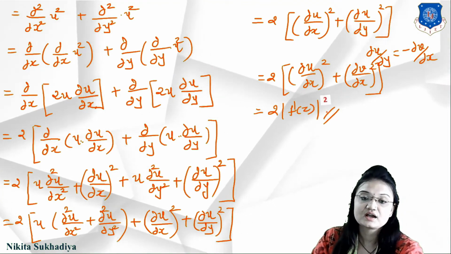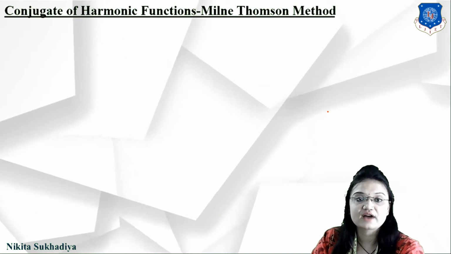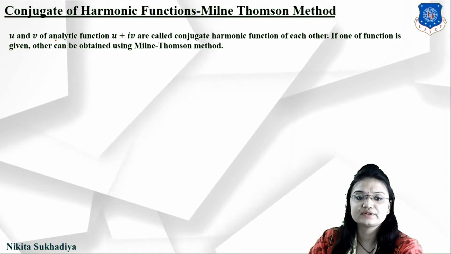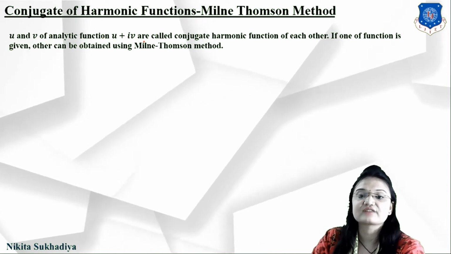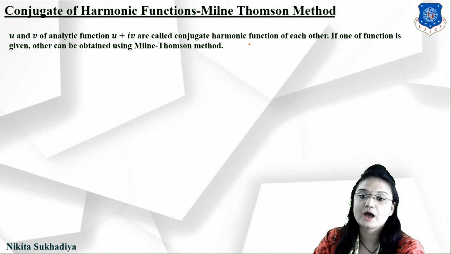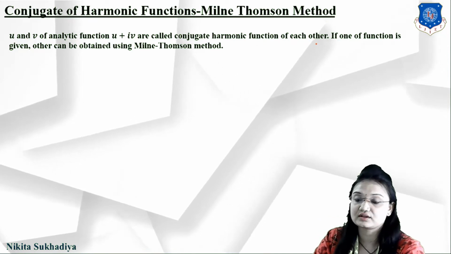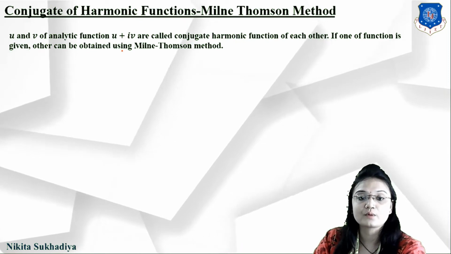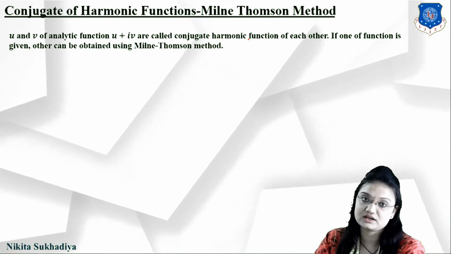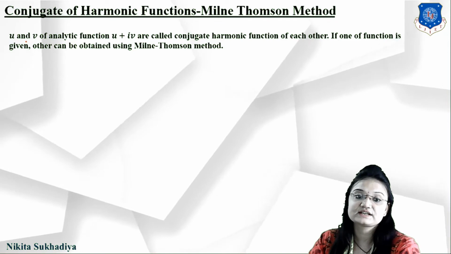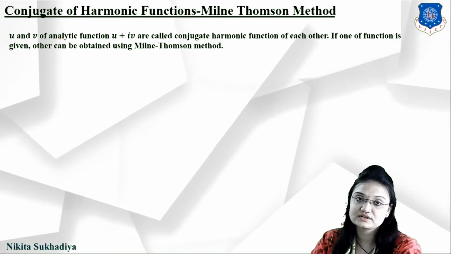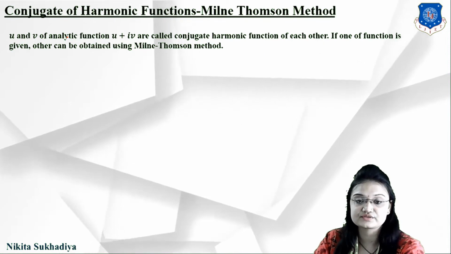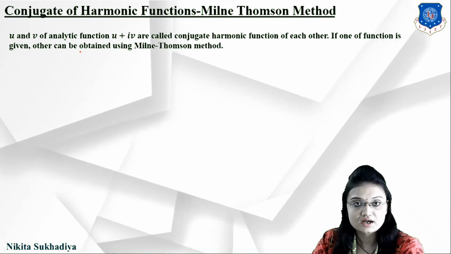Okay. Now next is the conjugate of a harmonic function, that is the Milne-Thomson method. So u and v of the analytic function u plus iv are called conjugate harmonic functions of each other. If one of the functions is given, the other can be obtained using the Milne-Thomson theorem. So if u is given, then v can be obtained by using the Milne-Thomson theorem. Also we can find the analytic function f of z using Milne-Thomson's method.